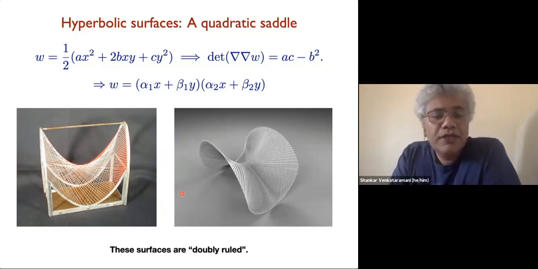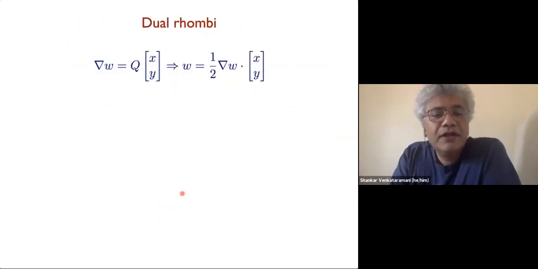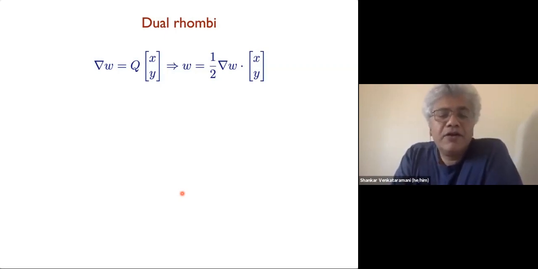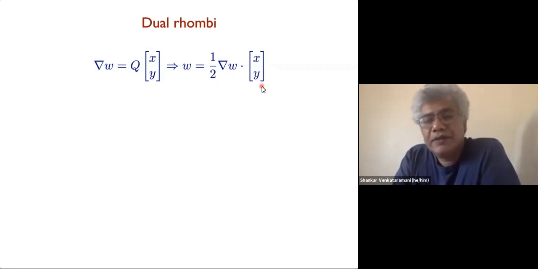So what is my point to all of this? This is all pretty simple. It's the following, and it's based on the following. So let's record an observation. If you have a quadratic function, then the gradient is a linear function with the same matrix. So in particular, W itself will be 1/2 the gradient dot xy.